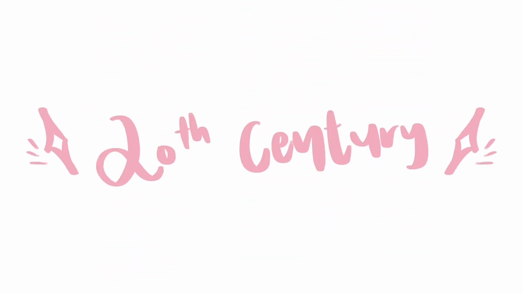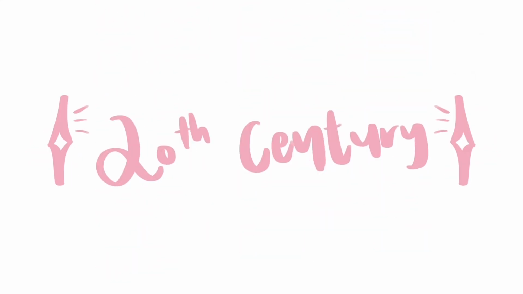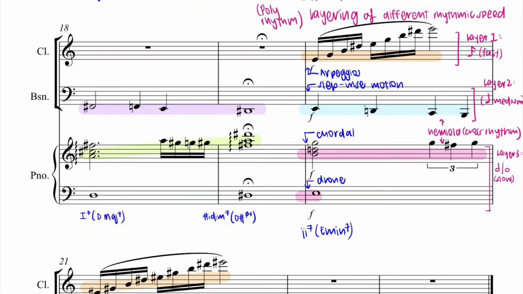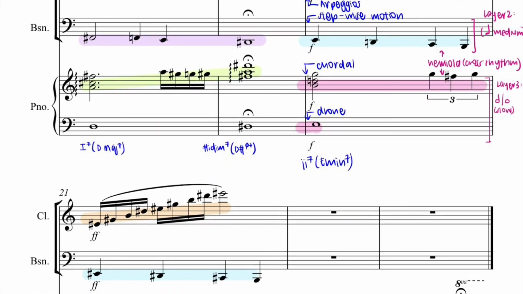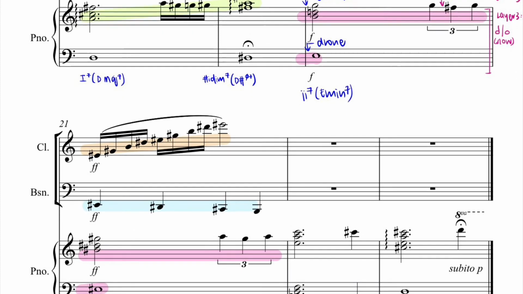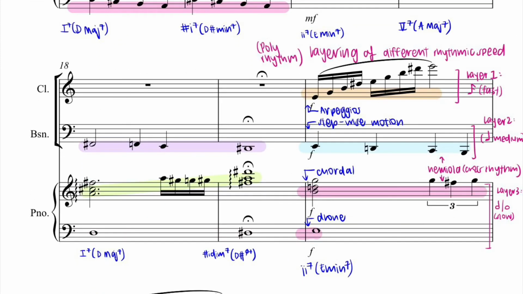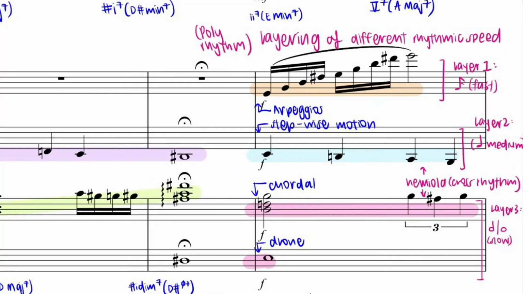Okay, so I've also made some references to 20th century counterpoint. I used polyrhythms and cross rhythms. This can be seen in bars 20 to 21, where I stacked three different rhythmic tempos: fast, medium, and slow. The fast is semi-quavers by the clarinet, medium is the bassoon playing in crotchets, and the slowest one is the piano playing in minims and semibreves.